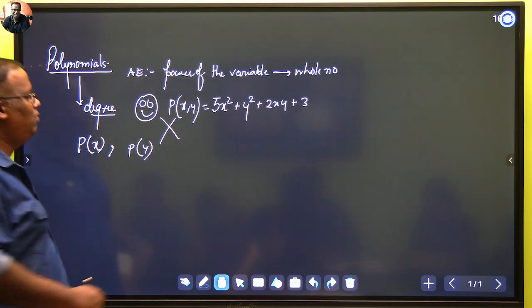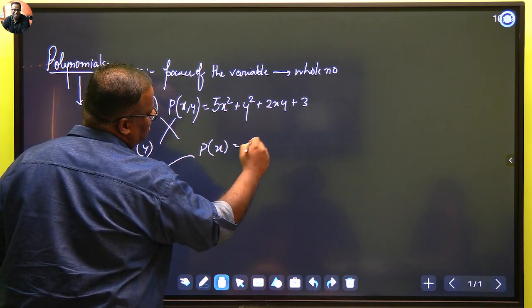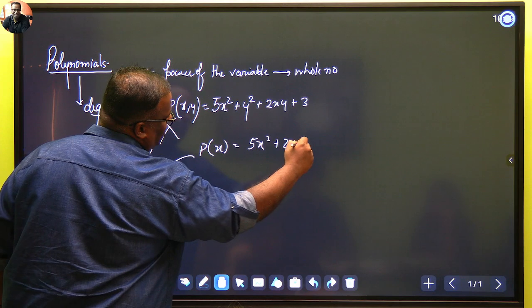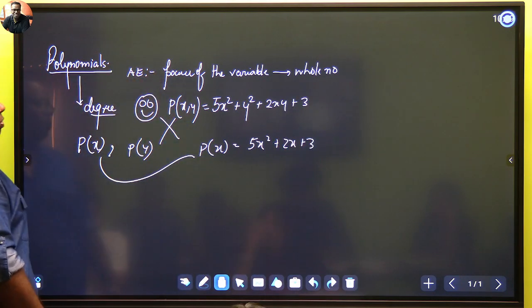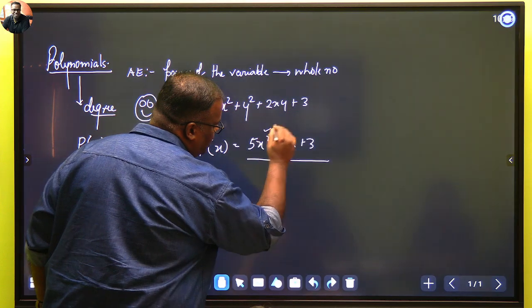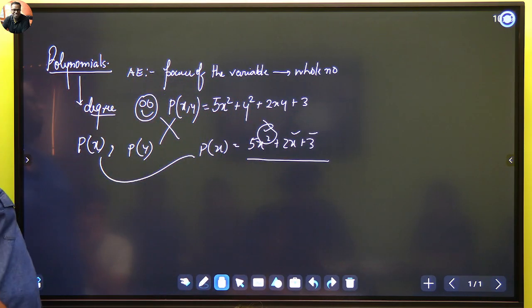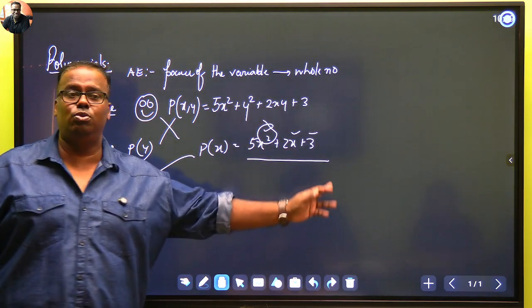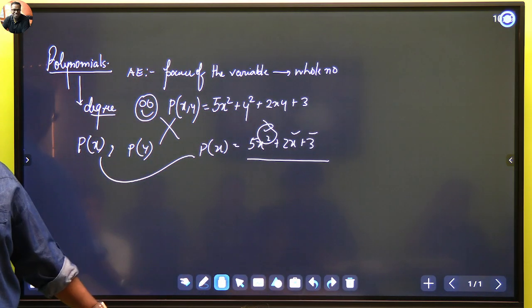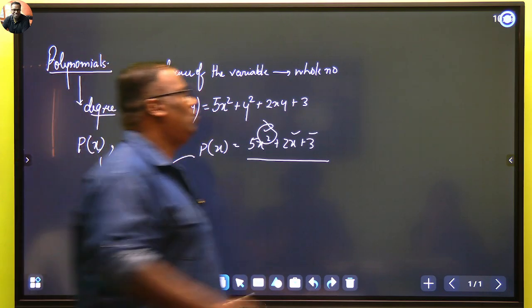Once it is in one variable, let's take a standard polynomial, say 5x squared plus 2x plus 3. This is a polynomial. Now I arrange the polynomial in the order of decreasing degrees, and the highest power of the variable is known as my degree. Understood? Because grade 10 depends all on degree, and now we go by degree.